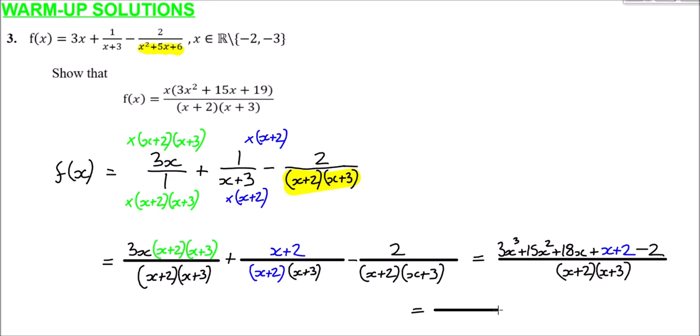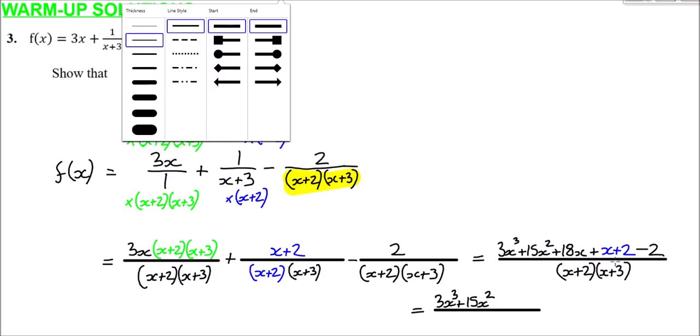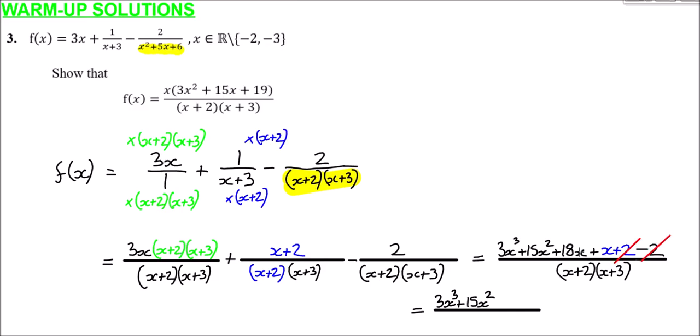So if we do that now, I'm going to have 3x cubed. There's no other cubic terms to simplify with, so that just stays as 3x cubed. 15x squared, again that will just stay as the 15x squared, so I'll leave that as is. The plus 2 and minus 2, I can see clearly those are going to cancel, so may as well do that now. And then 18x plus an extra x, of course, will give 19x.